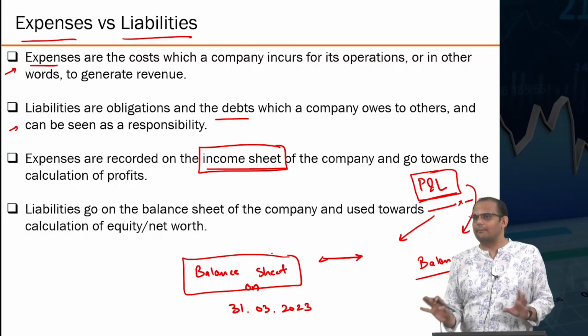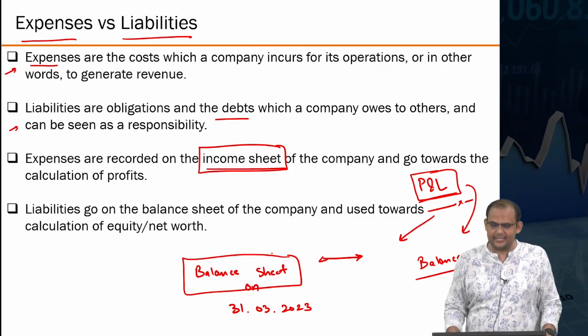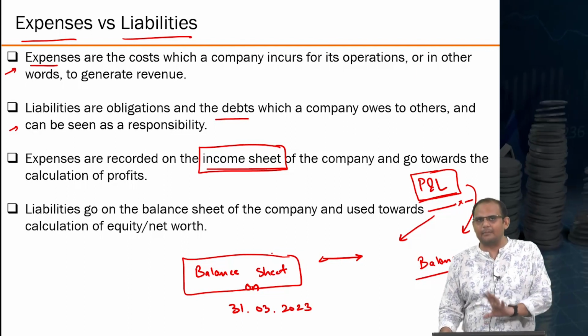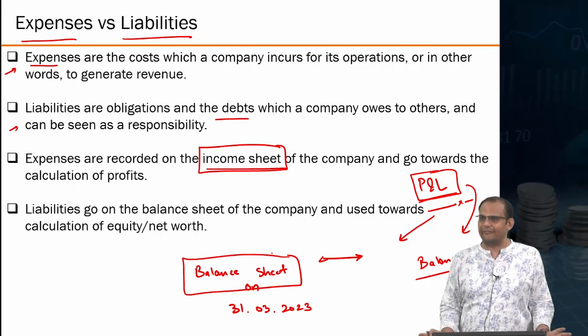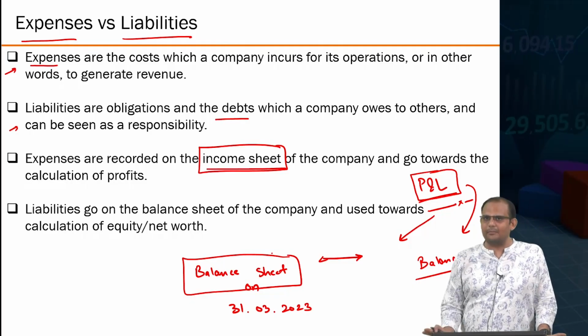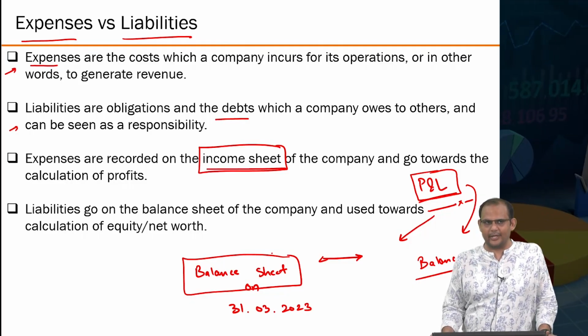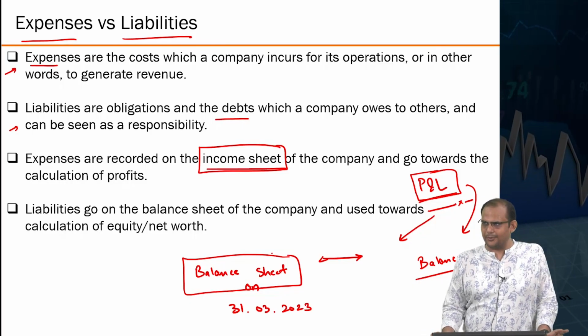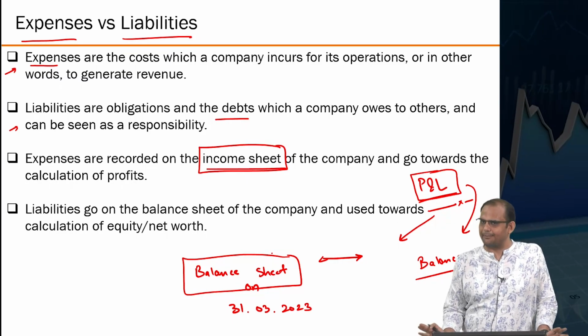It will become clearer, but I want you to understand that expenses and liabilities are inherently different things, related but inherently different things. At the moment, any question here? We'll look at more examples for sure.